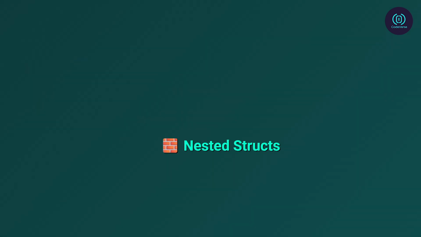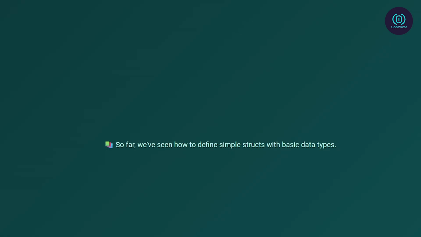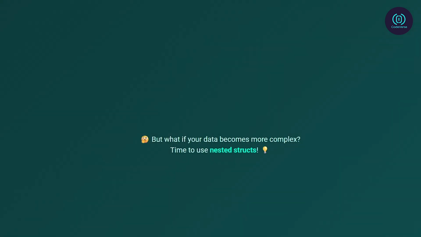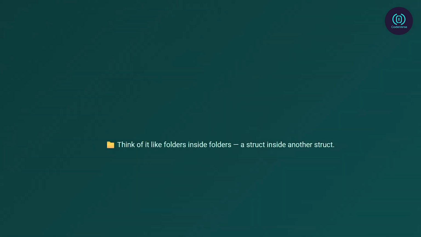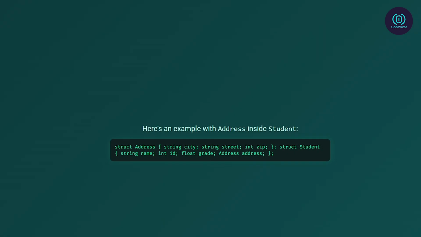So far, we've seen how to define simple structs with basic data types. But what if you want to create more complex data structures? That's where nested structs come in. In C++, a struct can contain another struct as a member, just like how folders can contain other folders. For example, imagine a student has an address.